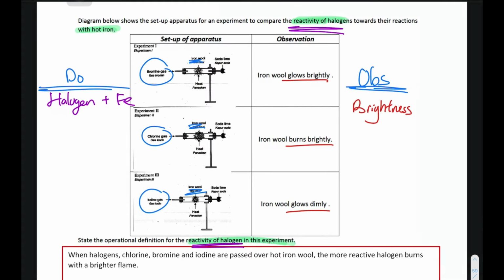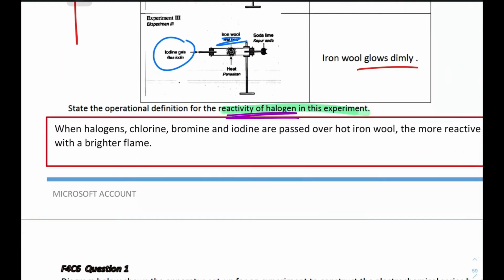So I can make a comparison so that I can include everyone in my statement by saying that if the halogen is more reactive, the flame will be brighter. So you see, this is a different way of writing the same thing.